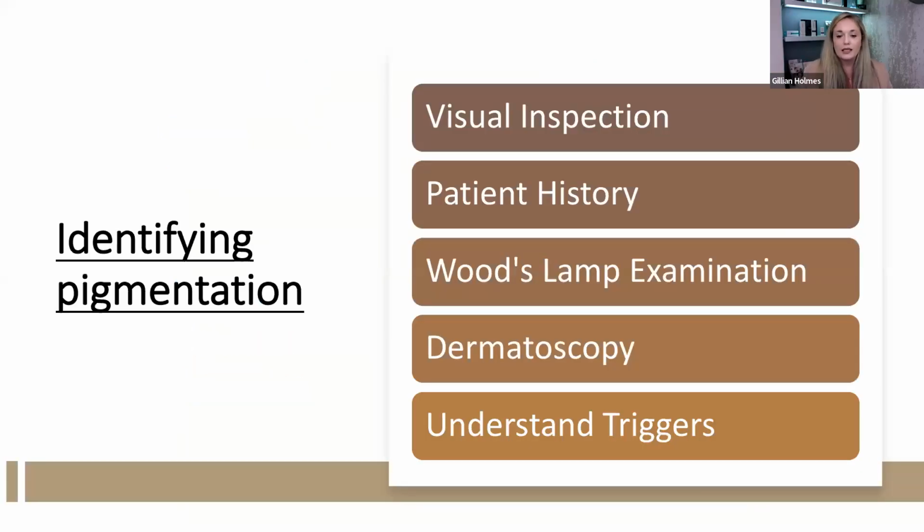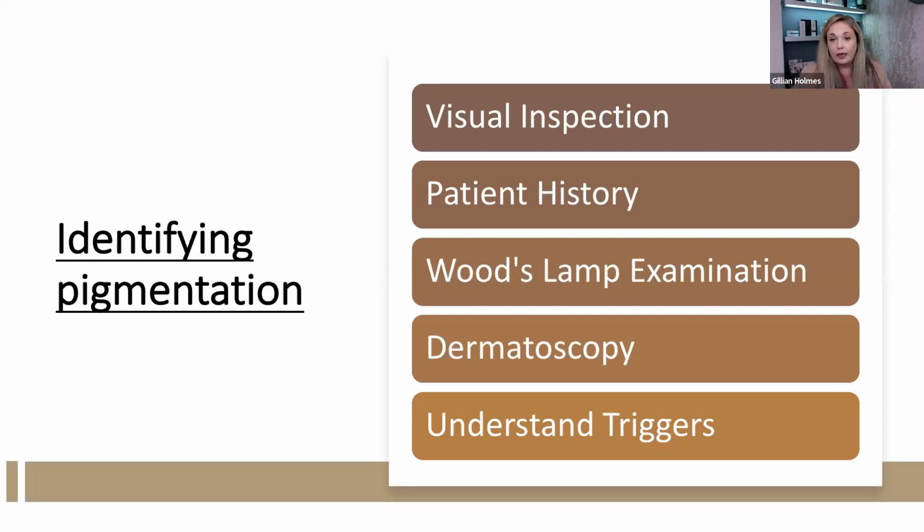So we look to identifying hyperpigmentation. Within a clinic setting, there's a number of different things that we can do. There are a number of different tools also that we can use in order to identify types of hyperpigmentation. Now, it's important that you become confident in visually being able to inspect the skin and confident in identifying the different types of pigmentation as well.